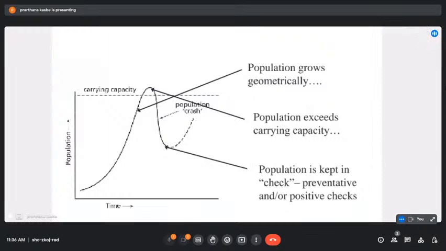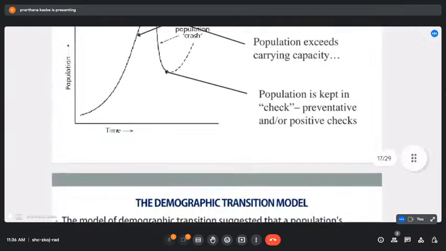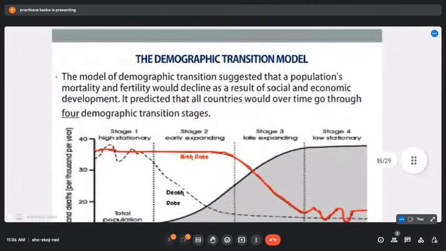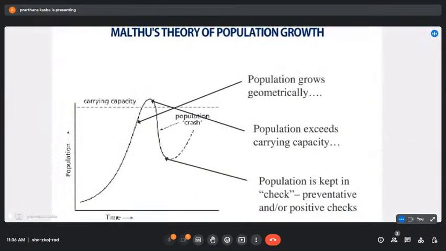We know that the preventive check is man-made, and positive checks are natural. So this diagram shows that population grows geometrically. This is how the Malthusian population growth model or population growth theory works.